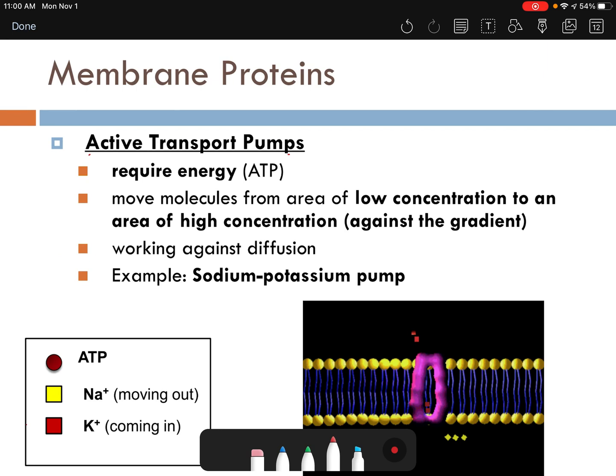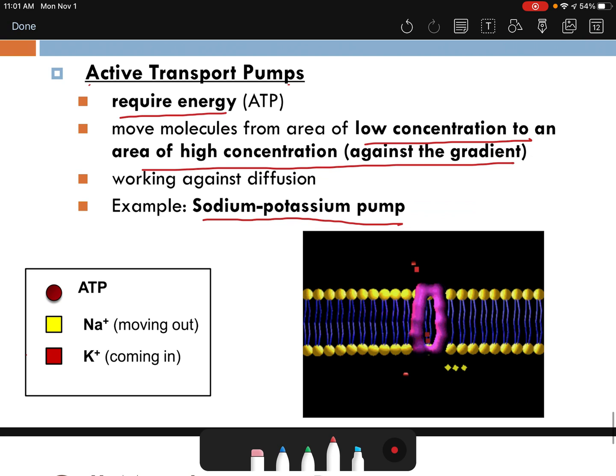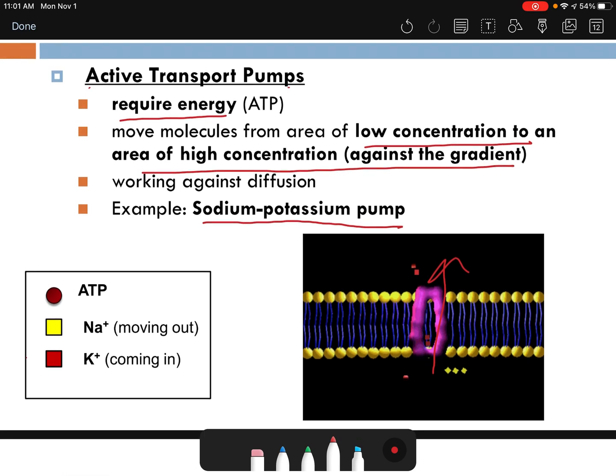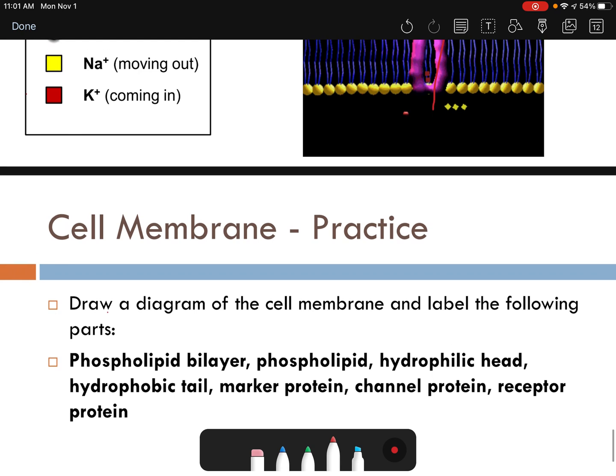We also can have what are called active transport pumps. These require energy, okay? So they actually move things from low concentration to high concentration against the gradient. And that's your sodium-potassium pump. That's really important in keeping your heart beating properly. You have to have the right concentration of sodium-potassium on both sides of your membranes. And so these are actual pumps that will pump them across the membrane against the gradient. So that's another type of protein that can sometimes be used in active transport.